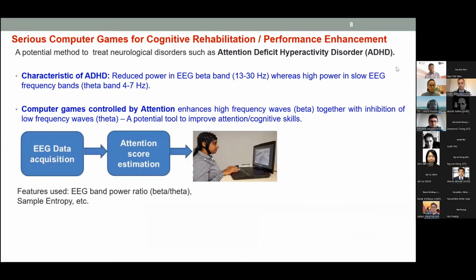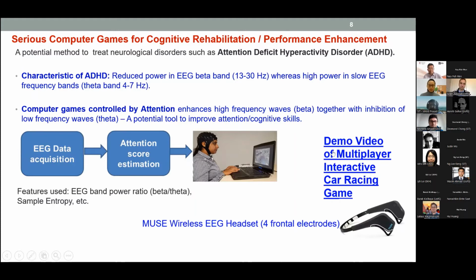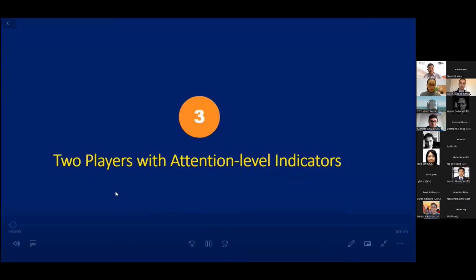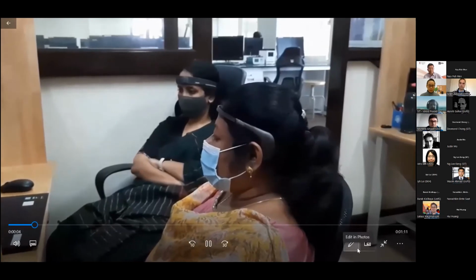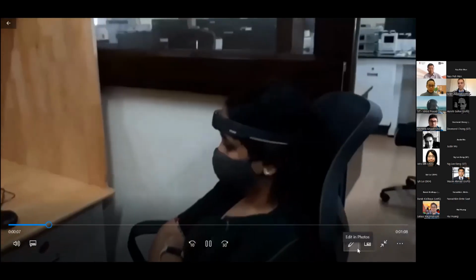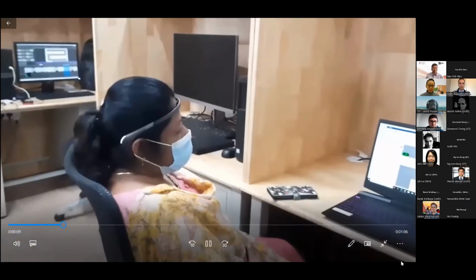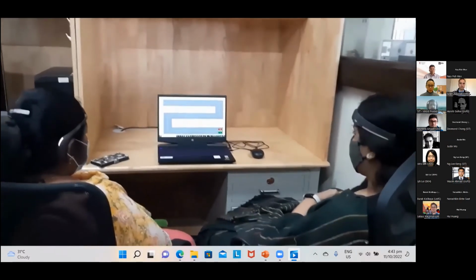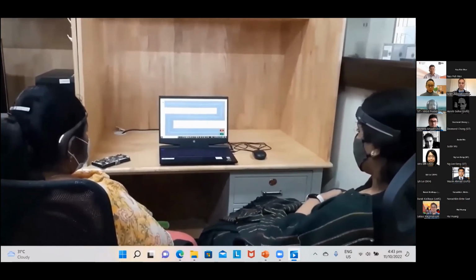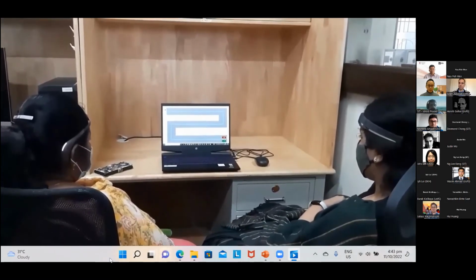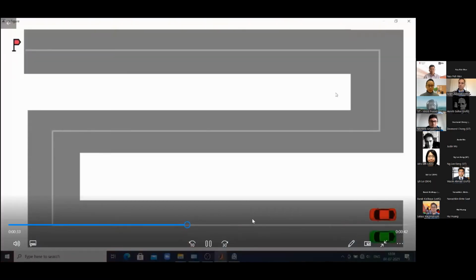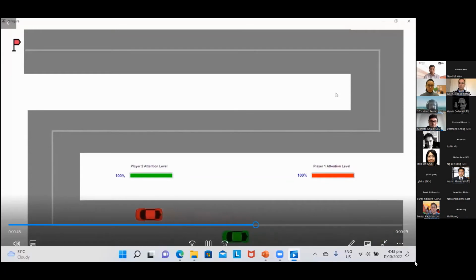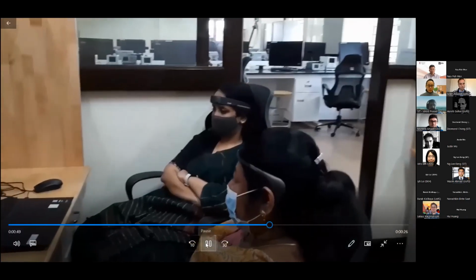Now, the second type of work that we are doing is on enhancing cognitive abilities, attention and memory. So let me show you some of the games that we have done. In this mode, there are 2 participants to play the game. The 2 players have worn Muse devices for EEG acquisition from which the attention scores are computed. They compete with each other to win the race by reaching the destination within a minimum time duration. Motivated to improve their attention levels to win the race.